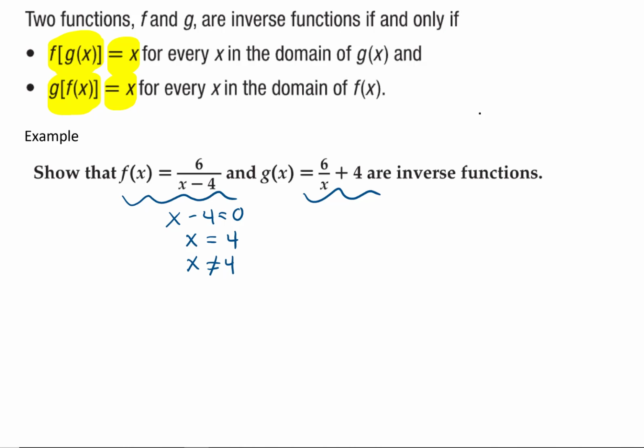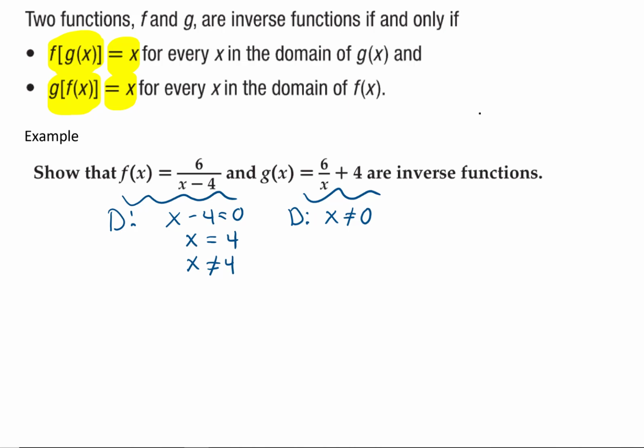For g of x, x cannot equal 0. If we plug in a 0 underneath the 6, then the whole thing is undefined. These are our two domains. We need to keep that in mind when we're identifying composition.